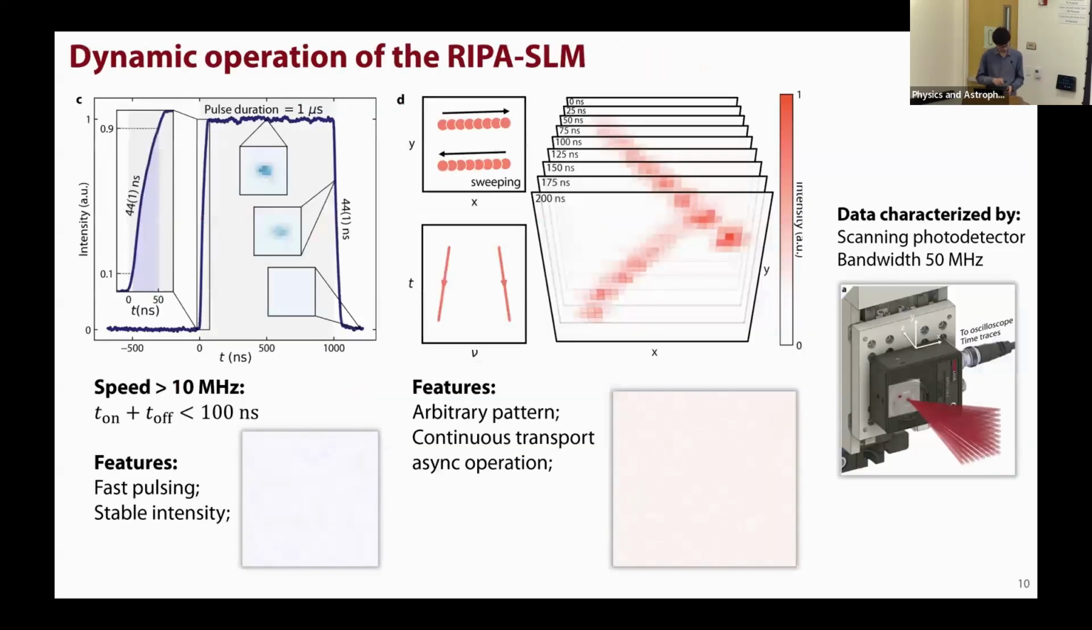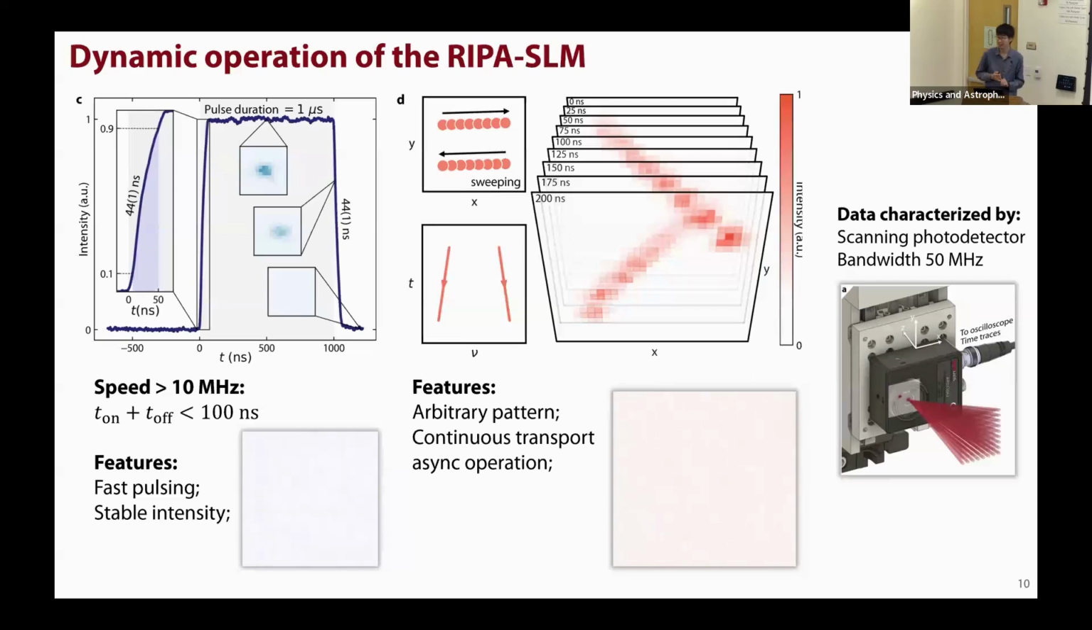By modulating these frequency tones, we can demonstrate the dynamic operation of the RIPA-SLM. So we collect data with a scanning photodetector with a 50 megahertz bandwidth. On the left, the pulsing measurement shows a symmetric 44 nanosecond rise and fall time with a stable intensity profile during this 1 microsecond on time. We also tested frequency sweeping, where two spots translate continuously across the image plane in opposite directions within 200 nanoseconds. This moving pattern is not available in conventional crossed AODs.